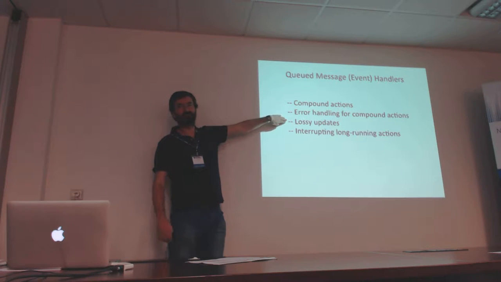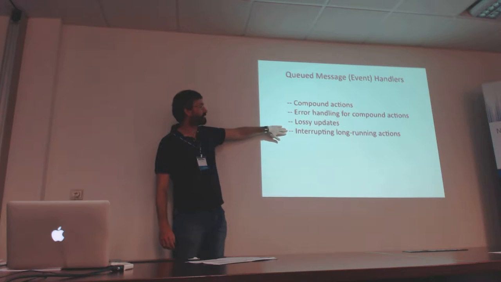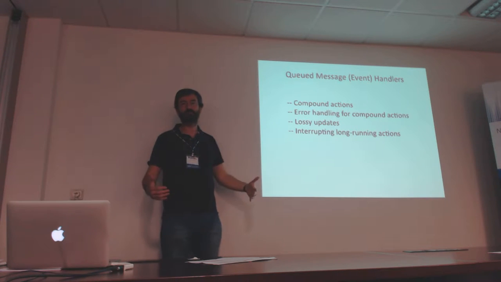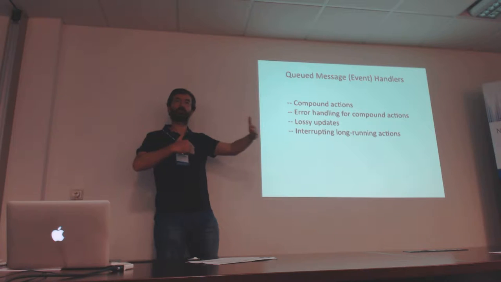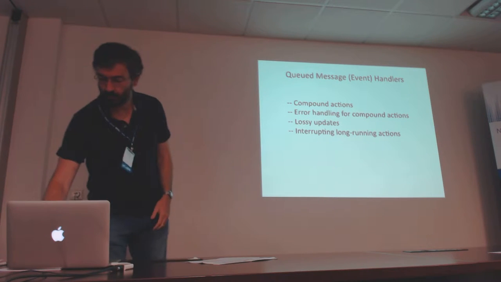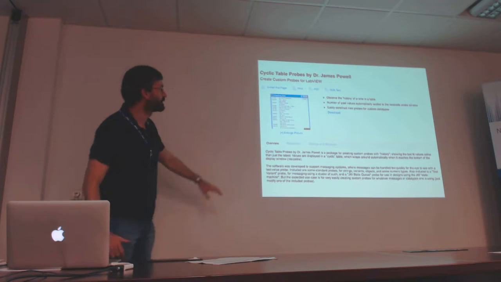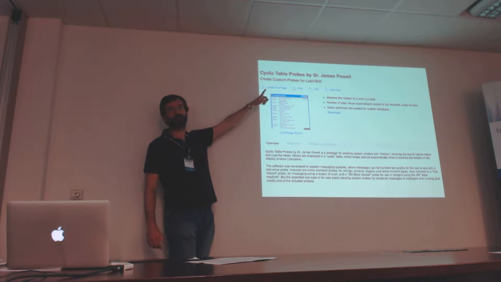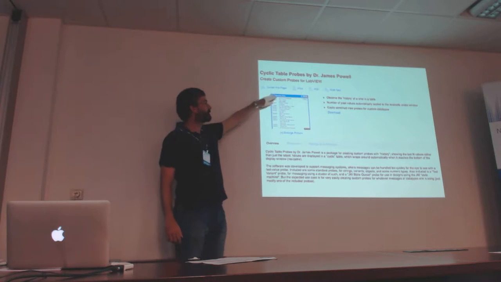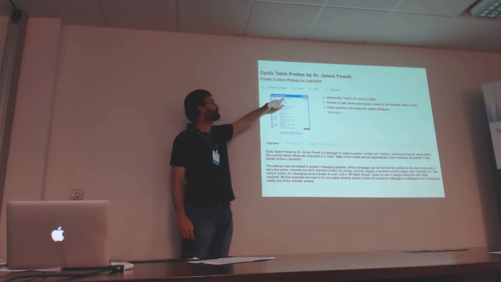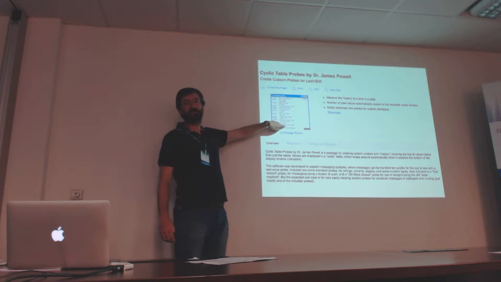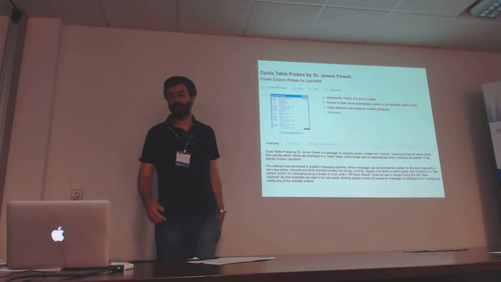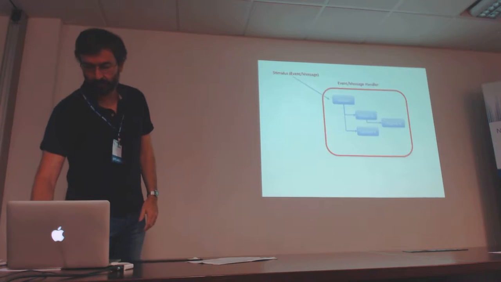I call lossy updates, which is a little trick, and what to do about interrupting a long-running process. So you want to be able to interrupt something that's going on for a long time. The two things I'm going to say: I'm using something called cyclic table probes, which I have on the tools network. This is very useful whenever you're looking at what happens, because it can pick out the messages as they come in, or your states as they happen. And that's the thing I'm going to use.